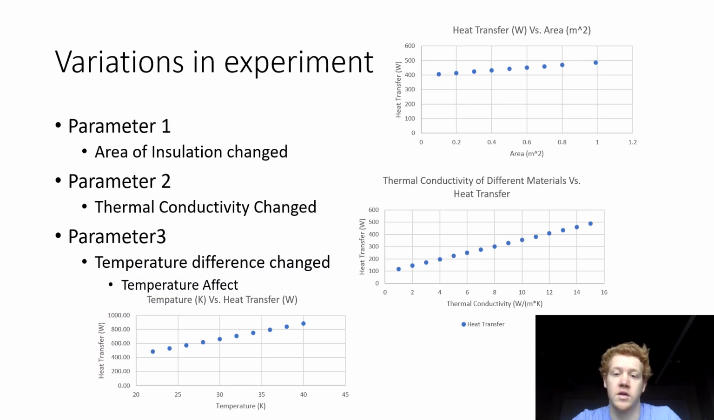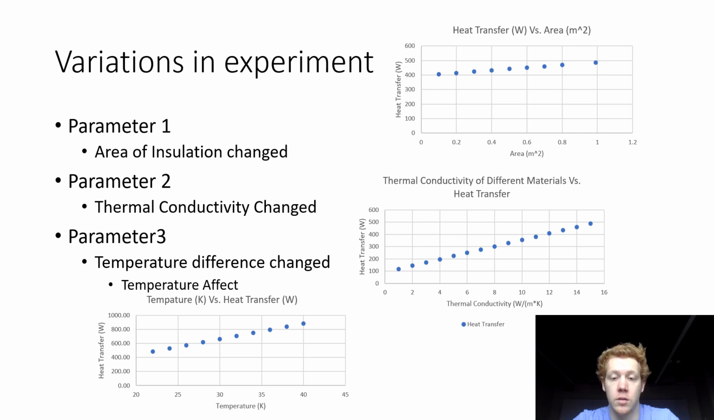This is where I changed 3 parameters in the experiment. Parameter 1 was me changing the area of the insulation. As you can see, I plotted heat transfer versus area. As I changed the area, it did not affect the heat transfer too much because the steel bars just ended up taking away some of the heat transfer or increasing it. I would not recommend this.